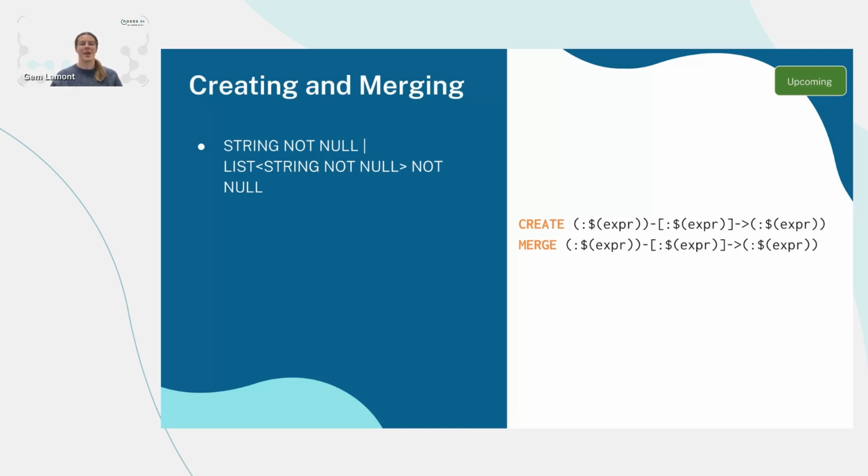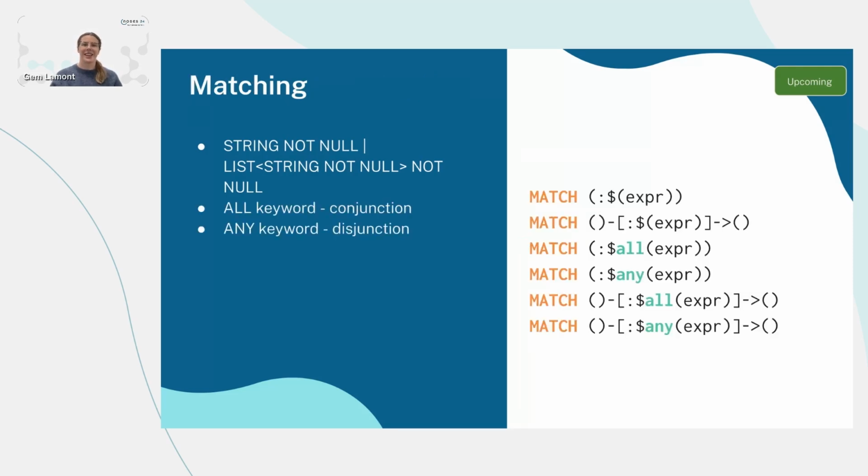And what would we have without our beloved match? Match has a couple of extra features compared to create and merge. We can also have the all and any keyword. For those of you who are familiar with our predicate functions, the behavior of all and any might be familiar. You might be aware there also exist none and single, which we have deemed not quite as useful for this case. The all keyword will supply a conjunction of the labels, or an and. So I want to find all the nodes that contain all of these labels or relationships. And the same with any.